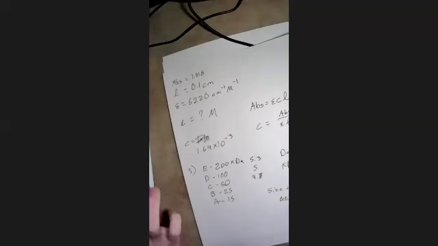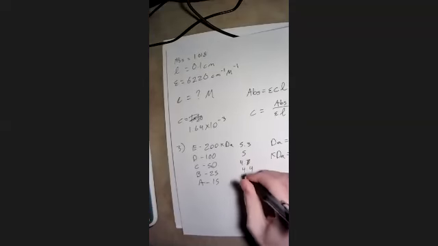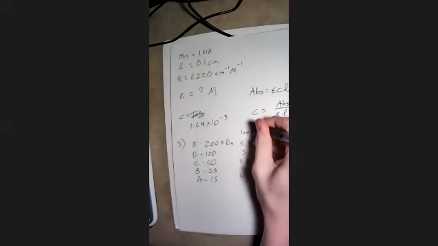Log of 50 is 1.69 plus 3 is 4.7. And then log of 25 is 1.39 plus 3 is 4.4. And then log of 15 is 1.17 plus 3 is 4.2. All right, so this is the log of the molecular weight.